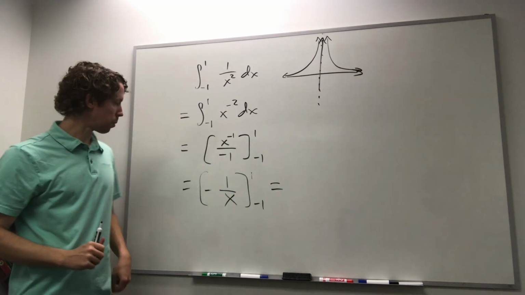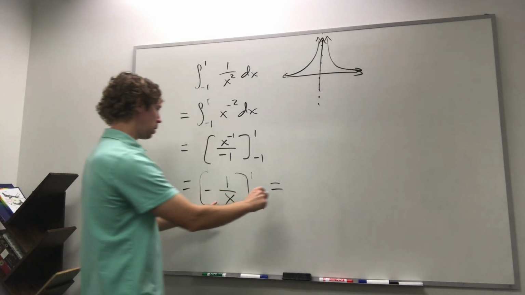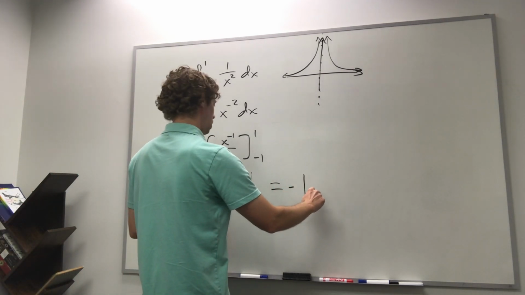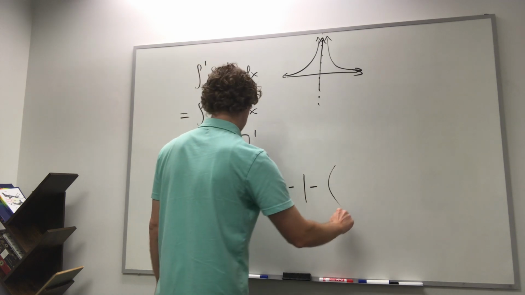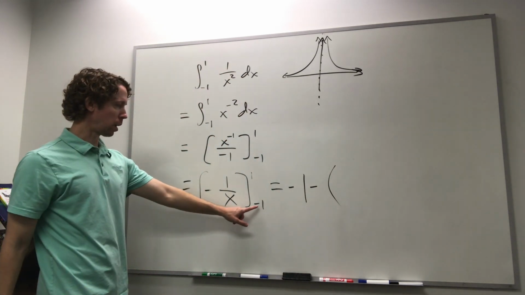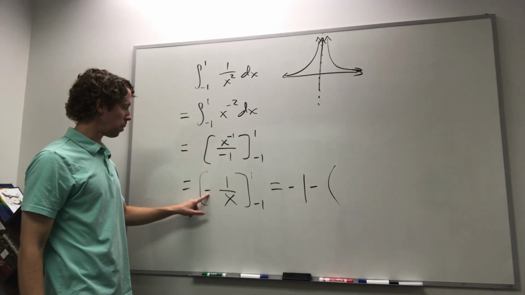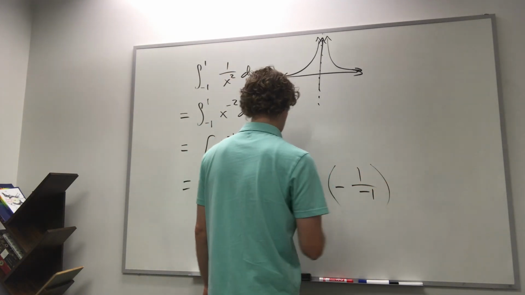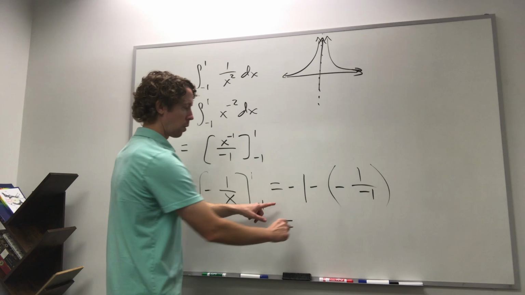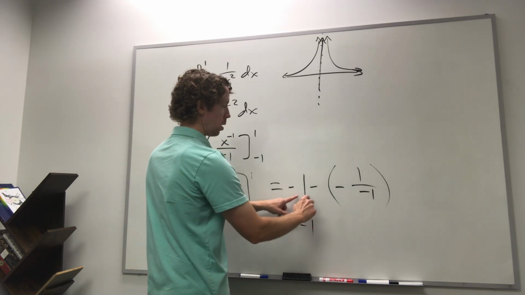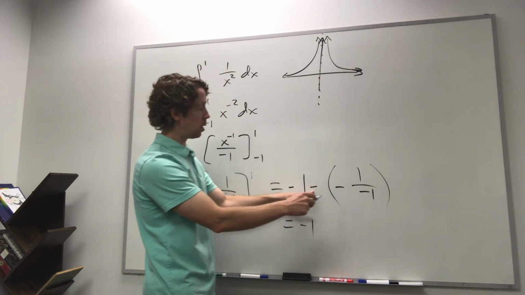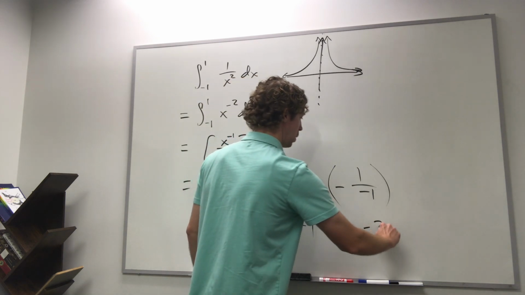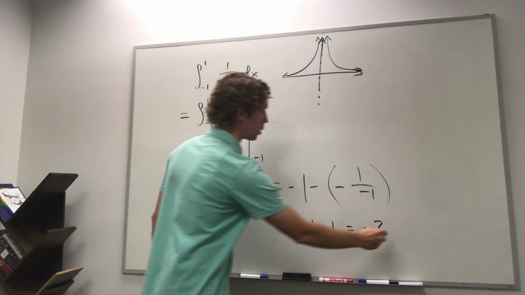So let's see what I get from that. If I plug in +1, I get -1 over 1. And then I do minus. When I plug in -1, I have -1 over -1. So I got -1, and I've got 3 negatives here, so that makes another -1. So I get -2 for my answer.